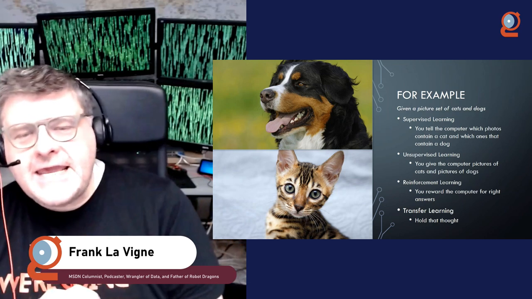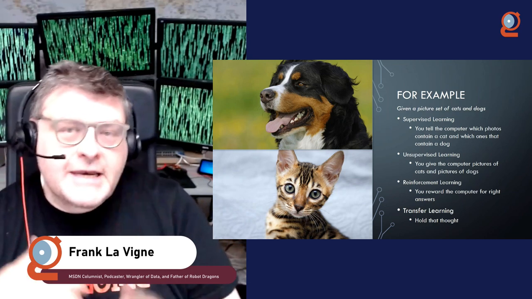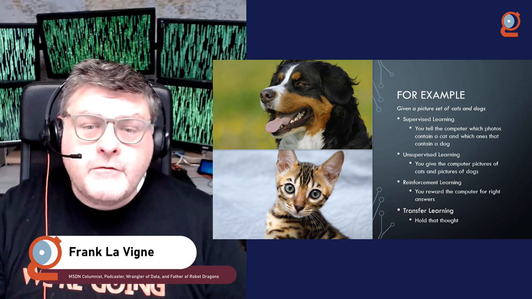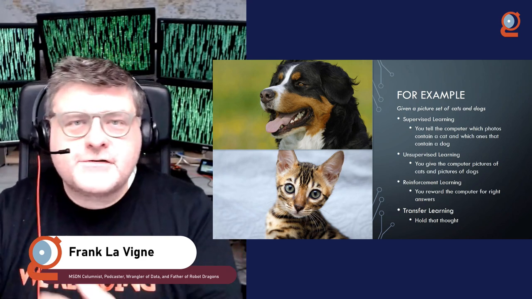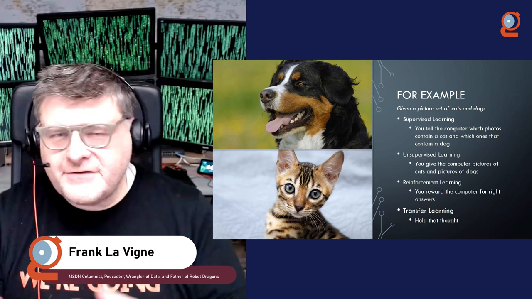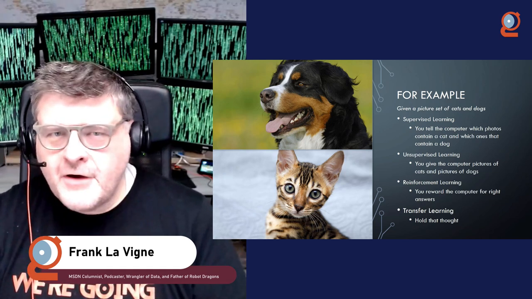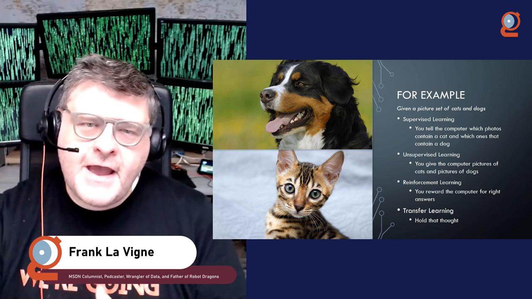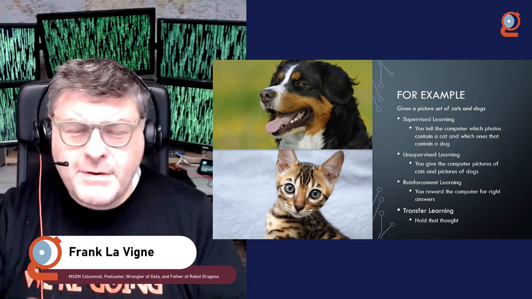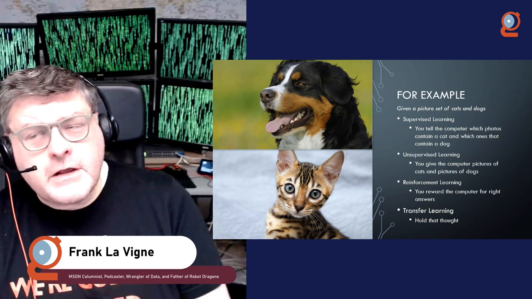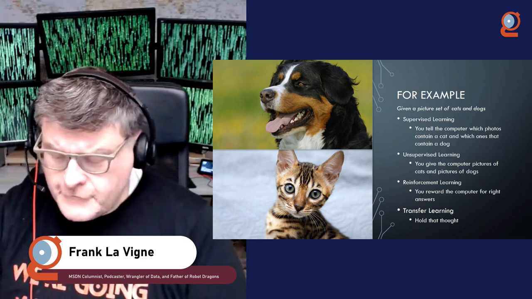Reinforcement learning is the idea that you show it a picture of a dog and it will take a guess: is it a dog or a cat? And then you give it a point. You reward the computer for right answers or punish it for wrong answers. Basically, you say, congratulations, 10 points, you picked the dog. Minus 10 if you chose a cat when it was actually a picture of a dog, or vice versa. And transfer learning, let's hold that thought for transfer learning.